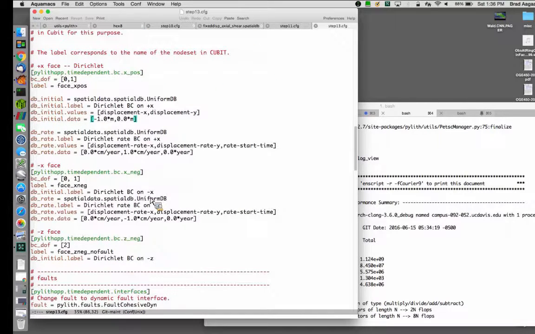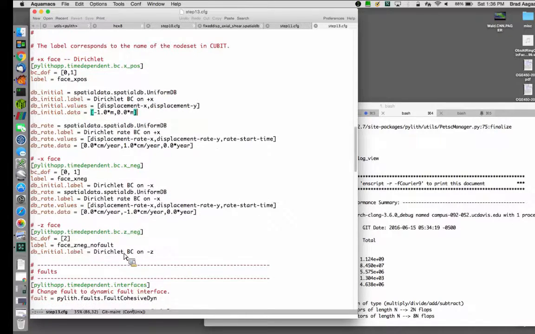On the Y face, there's no initial displacement, and so what's going to happen is we'll move one boundary in 1 meter, and then we'll start to shear. One boundary will move in one direction 1 centimeter per year, the other boundary parallel will move 1 centimeter in the opposite direction. And on the bottom, outside of the faults, we'll constrain the vertical degrees of freedom.